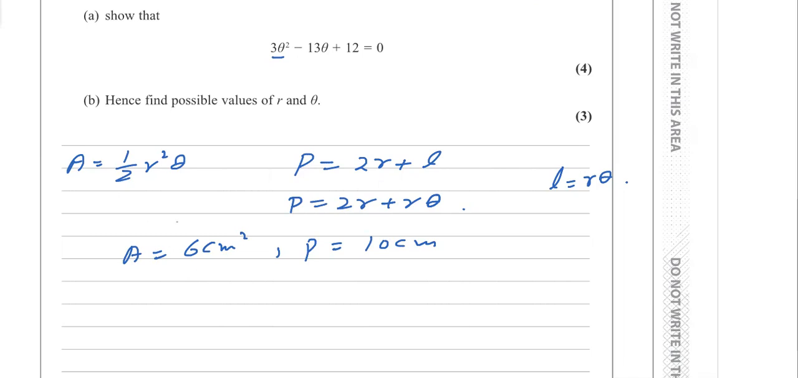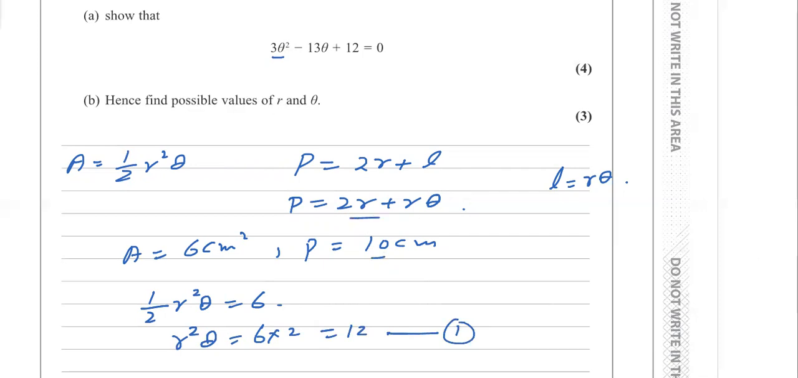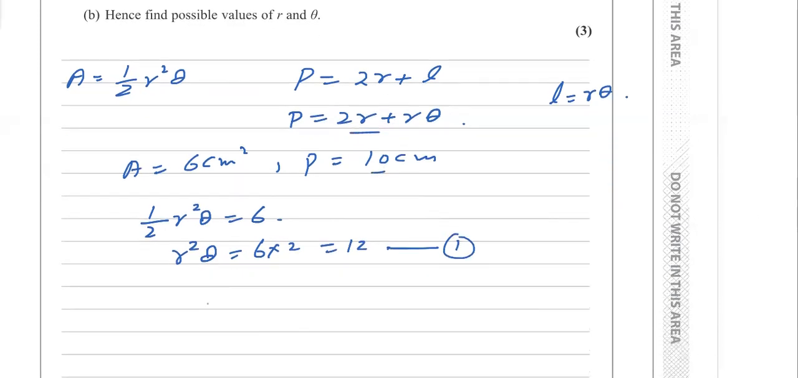Using A equal to 6 centimeters squared, I can say 1/2 r squared theta is equal to 6. So r squared theta, taking 2 to the other side, will be 6 times 2, which gives me 12. Say this is equation number 1. Now similarly, use P equal to 10, so I will get 2r plus r theta equals 10.